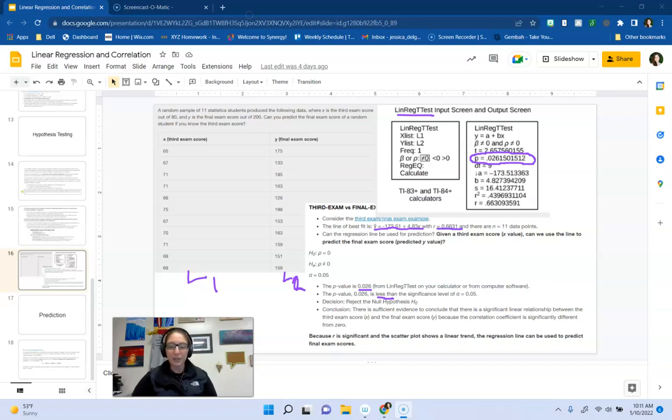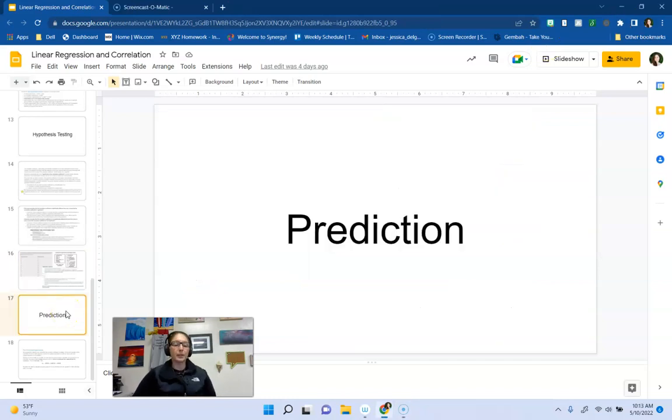So because r is significant and the scatter plot shows a linear trend, the regression line can be used to predict final exam scores. So this is what we're after. Can what we found about the sample be used for predictions? That's what we want, right? Did I make a good model to model the population? Yes or no? So we made a good model to model the predictions, so let's make one.